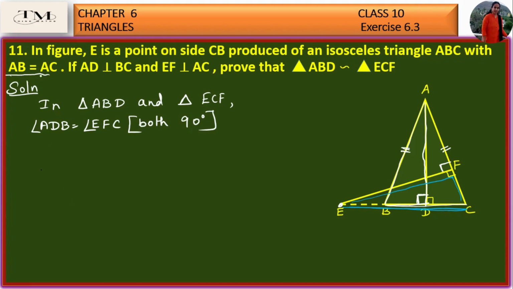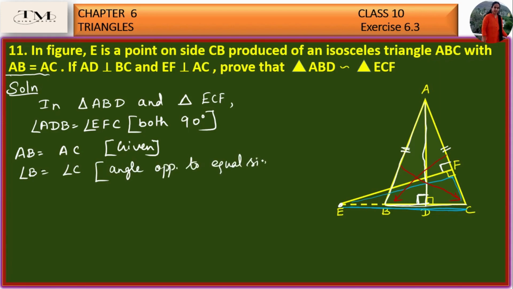Next, what is given? AB is equal to AC. So this is given. If two sides are equal, then the angles opposite to equal sides are equal. So what is the angle opposite to equal sides? The angle opposite to AB is C and the angle opposite to AC is B. So then angle B will be equal to angle C. Okay children, understood? So we have angle B is equal to angle C, because angles opposite to equal sides are equal. These are the things we studied in 9th standard, which we are using here.